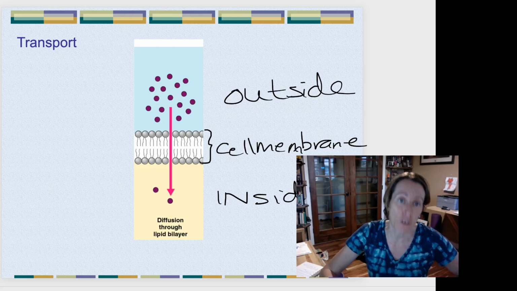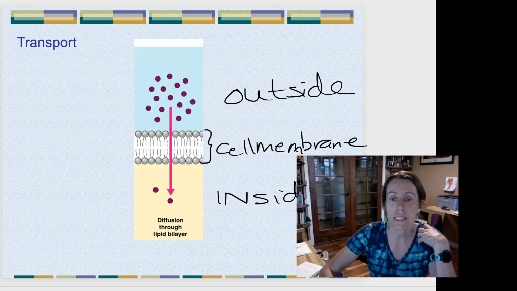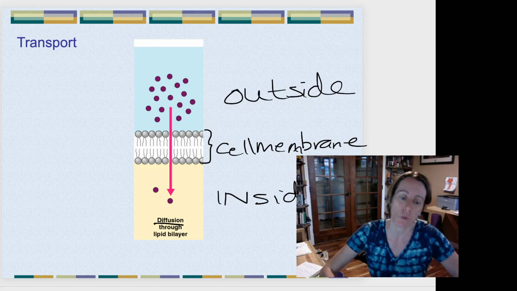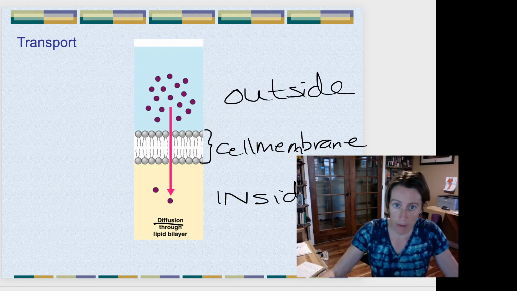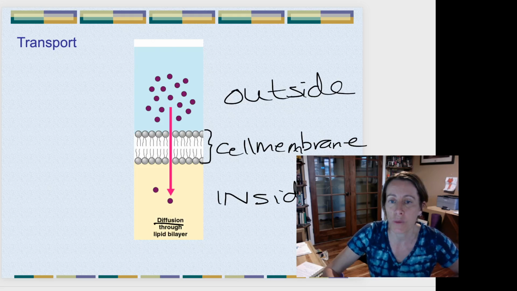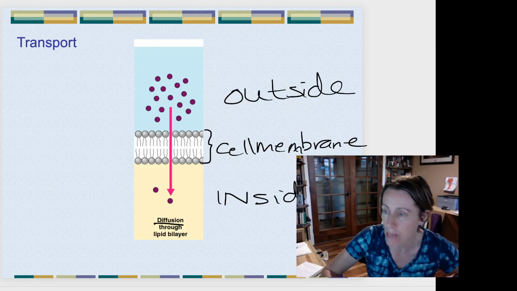Okay, so the first type of ways that molecules can move across a cell membrane is simple diffusion. And diffusion we've already talked about a little bit. It's how molecules want to spread apart, go from an area where they're highly concentrated to where there's not very many of them. So if I look at this diagram, we can see that there are all kinds of purple circles, whatever those molecules might be, on the outside of the cell, and not many on the inside.